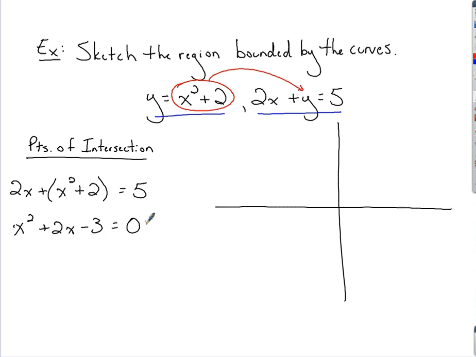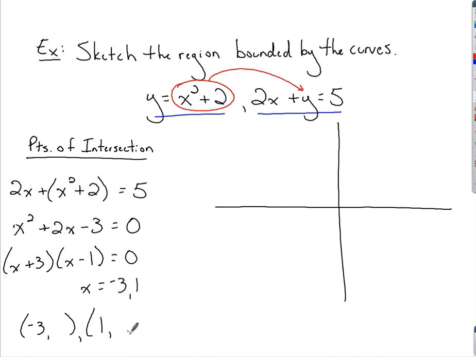Looks like something we factored earlier, right? One of our previous problems. We would have x plus 3 times x minus 1. So x would equal, from those two factors, -3 and 1. Meaning our points of intersection, we'd have 2 points. One point, x coordinate -3. Other point, x coordinate 1.